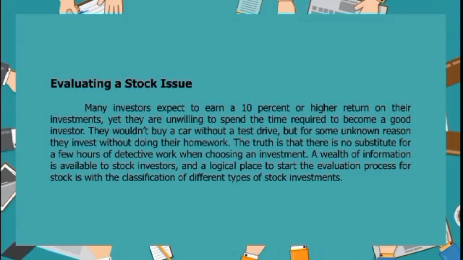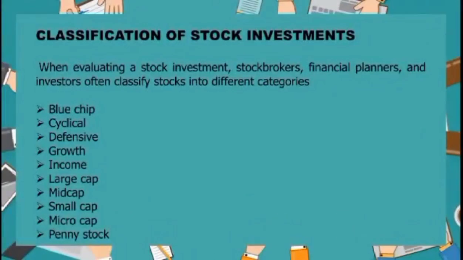A wealth of information is available to stock investors, and a logical place to start the evaluation process for a stock is with the classification of different types of stock investments. Classification of stock investments: there are 10 different categories or types of stock here. Number 1 is blue chip, a safe investment that generally attracts conservative investors.